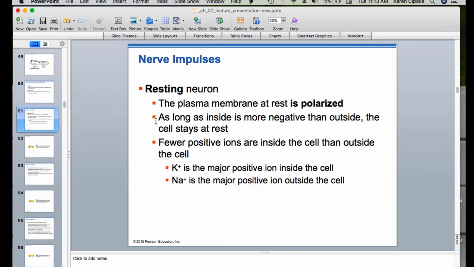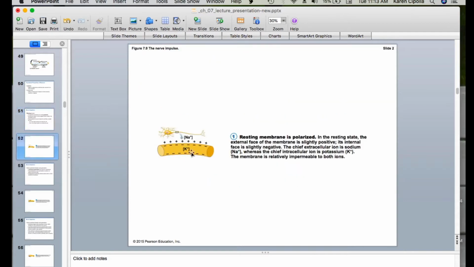When a neuron is resting, its membrane is polarized. One side is more negative than the other. In the case of a neuron, the inside is more negative than the outside of the cell membrane. Let's look at this. So here is an axon. A resting axon, the inside is more negative than the outside. They're both negative. It's just the inside is more negative.